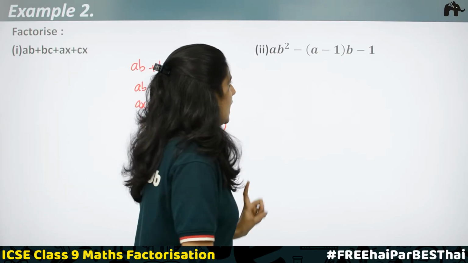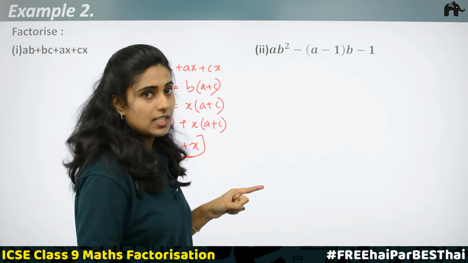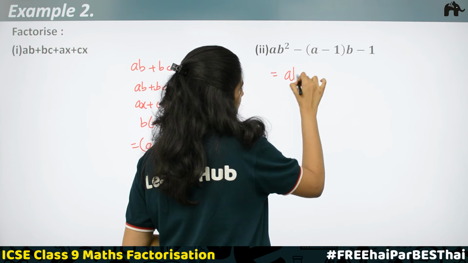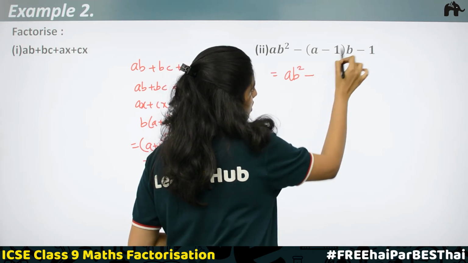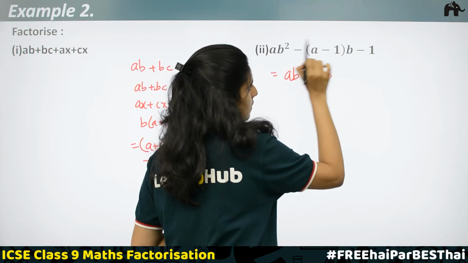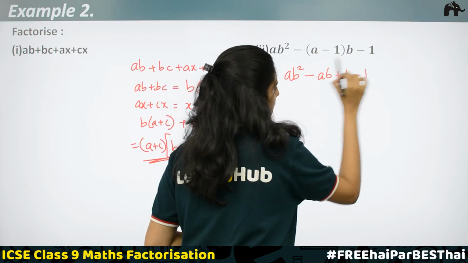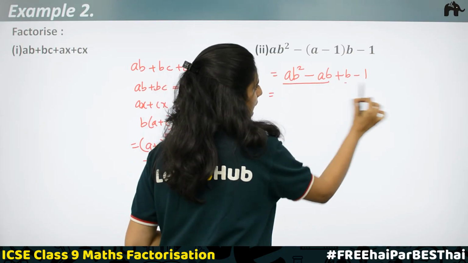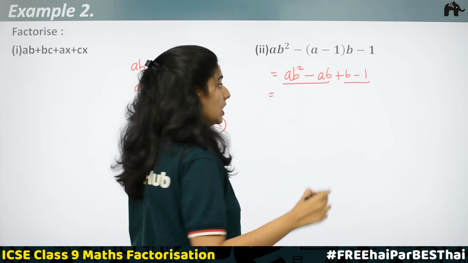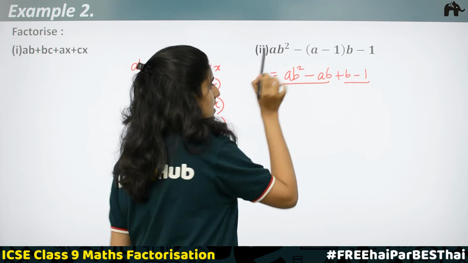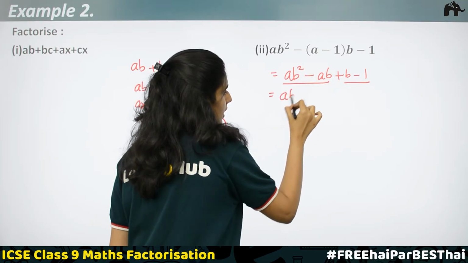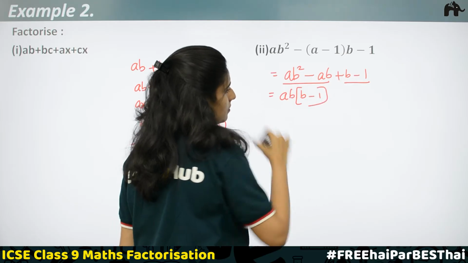Now the second one, ab square minus a minus 1 into b minus 1. So this can be written as ab square minus a into b, minus of minus 1, that is plus 1 into b, plus b minus 1. Okay, here this is a group and this is a group. Now from here what can be taken? a into b is common. ab square is a into b and ab is a into b. So a into b can be taken out, remaining b minus 1.